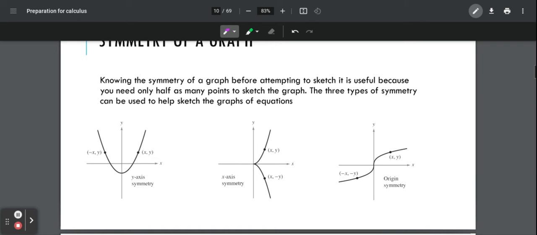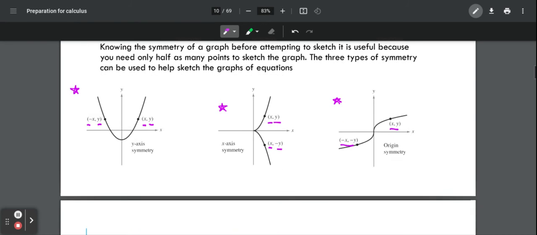So if you have y-axis symmetry, like in this first graph, that means your y values are going to be the same, but those x values reflect, so they become opposite. If you have x-axis symmetry, your x values stay the same, but your y values reflect, and so they would become opposite. And if you have symmetry around the origin, which would mean if you were to revolve at 180 degrees, your x values and your y values both become opposite.